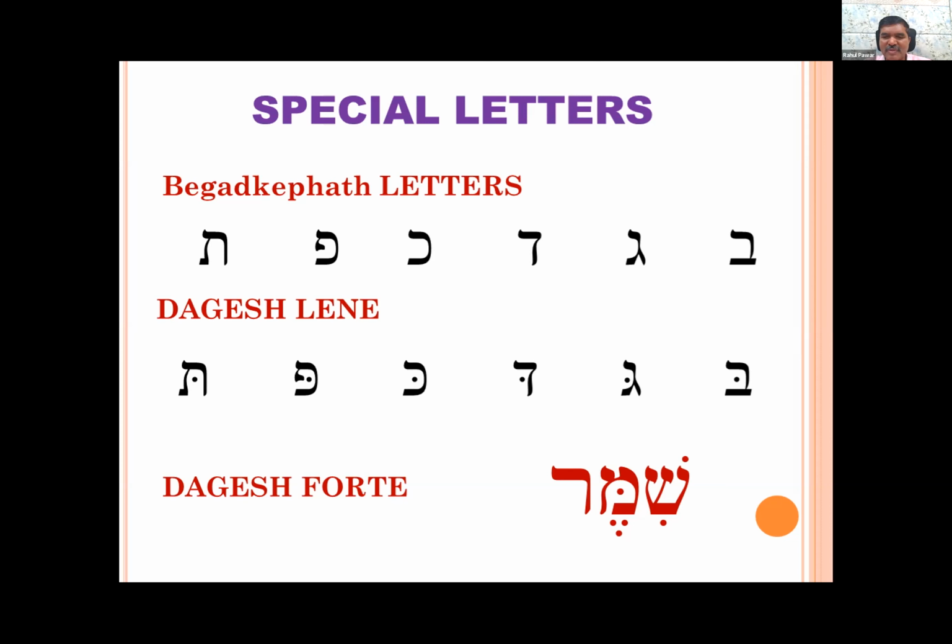So if you read this word, how will you read it? Shimmer. Yes, Shimmer. The syllable is Shim, one syllable, and Mer, another syllable. So the consonant is doubled.